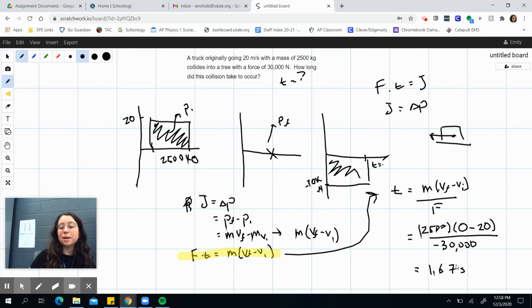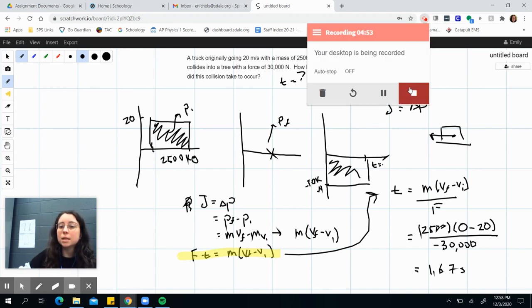So this is just a first example. This is actually kind of a simple example. I'm going to do a couple more. This one I solved for time, so I want to be able to solve for force, and then another one I want to be able to solve for a velocity. So that's what you can expect to see in the other two videos.